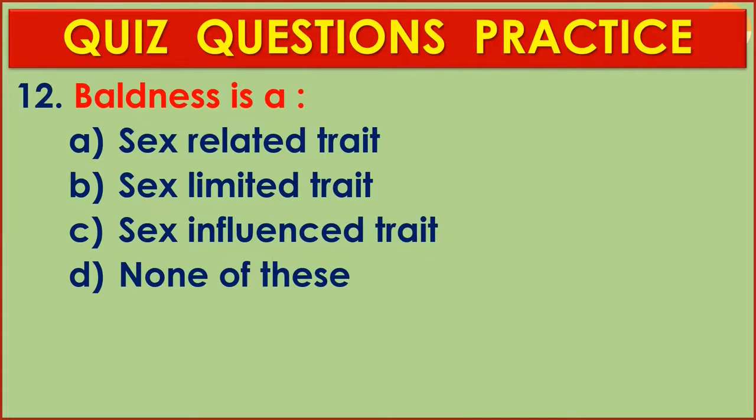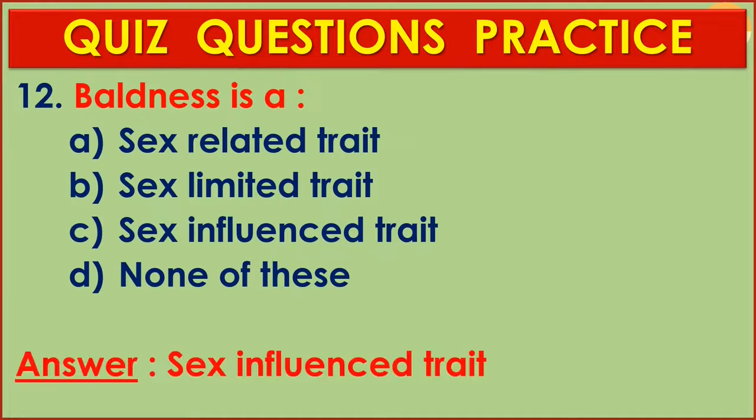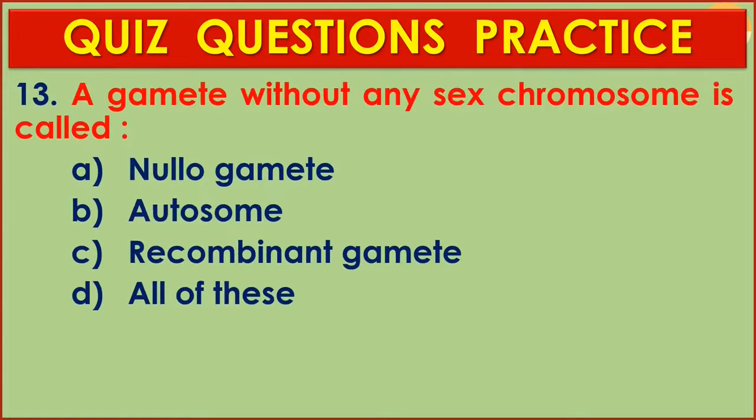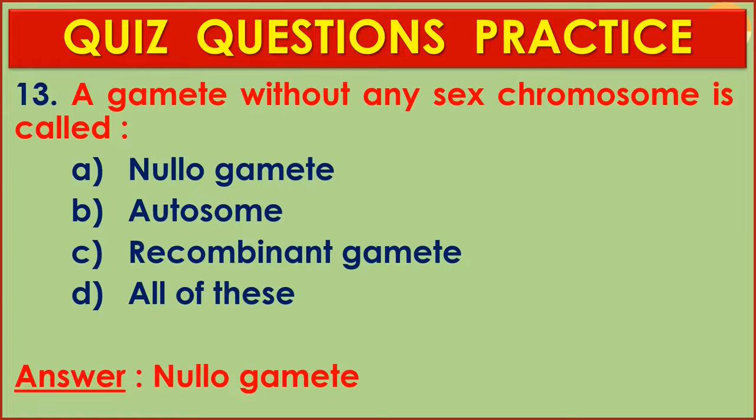Baldness is a dash: sex-related trait, sex-limited trait, sex-influenced trait, or none of these. Correct answer is option C, sex-influenced trait. A gamete without any sex chromosome is called dash. The options are nullisomic gamete, autosome, recombinant gamete, or all of these. Answer is option A, nullisomic gamete.